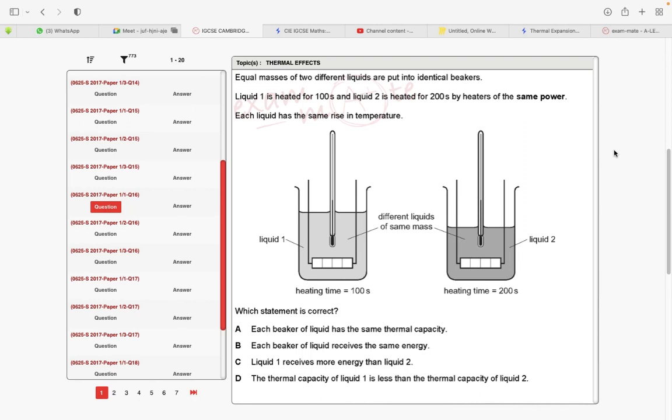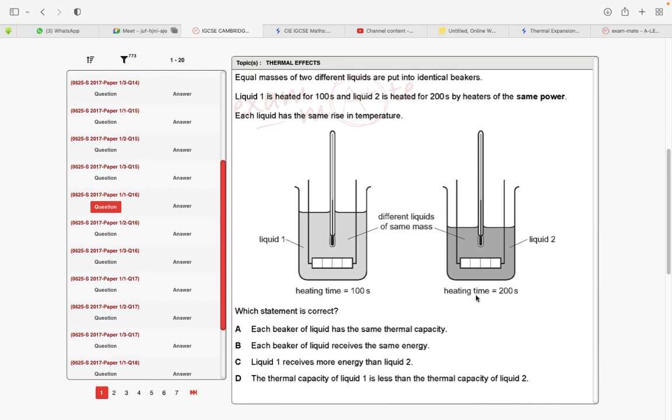Now here is the one for liquid 1. Look at the heater here. The heating time is 100 seconds. So the heating time is 200 seconds. I think it's D. The thermal capacity of liquid 1 is less than the thermal capacity of liquid 2. Each beaker of the liquid has the same thermal capacity? No, they don't have the same. A is wrong.